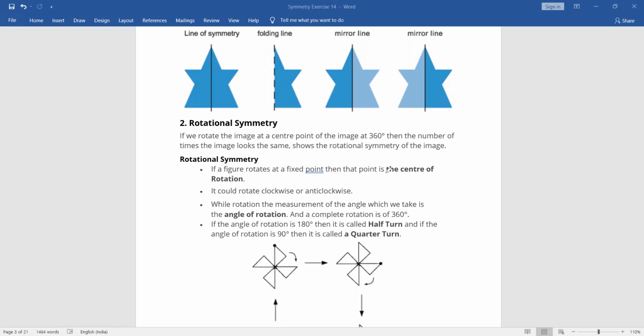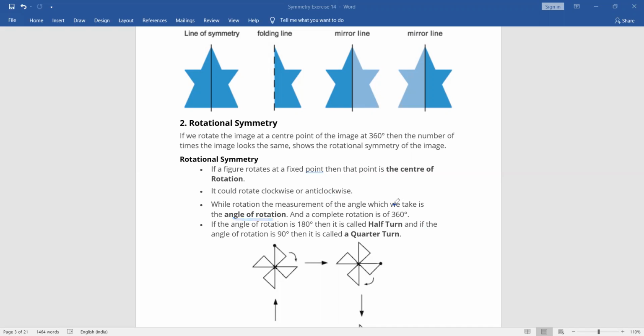So that fixed point is known as the center of rotation. Rotation can be clockwise or anti-clockwise; you can choose any direction. Next, when we are rotating it, whatever angle we rotate through is known as the angle of rotation.